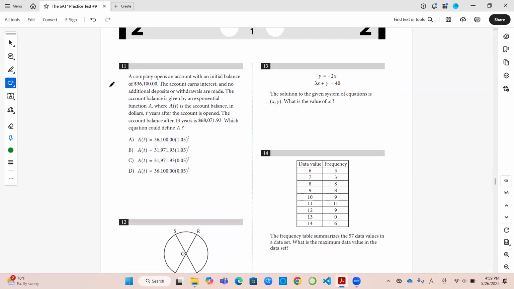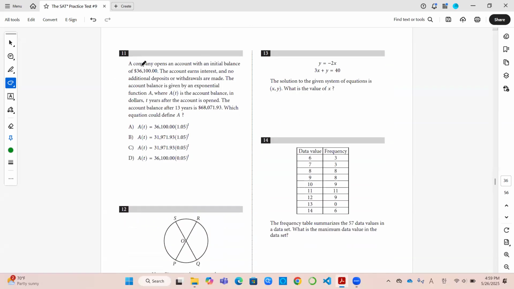Number 11, a company opens an account with an initial balance of $36,100. The account earns interest and no additional deposits or withdrawals are made. The account balance is given by exponential function A, where A of t is the account balance in dollars, t years after the account is opened. The account balance after 13 years is $68,071.93. Which equation could define A?